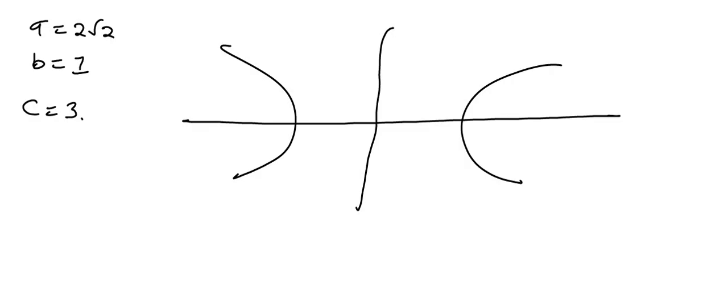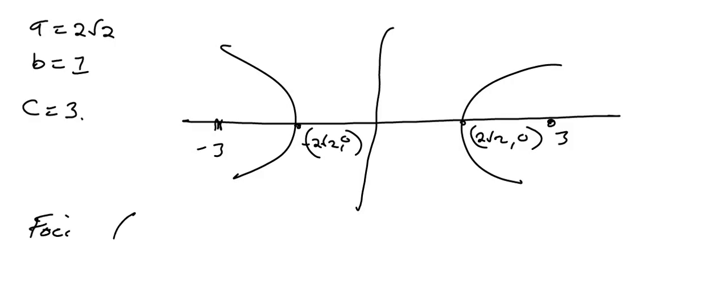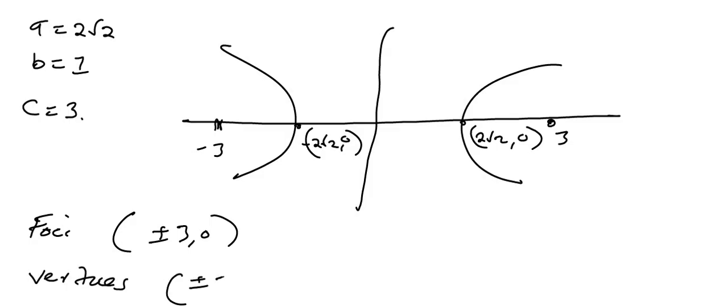Our a is going to give us the vertices. So our a is here. We have negative 2 root 2, comma 0, or we have 2 root 2, comma 0. Then we have our c, which is what? Negative 3, or 3 this side. So our foci, we can just go ahead, plus or minus 3, comma 0. Our vertices, plus or minus 2 root 2, comma 0.